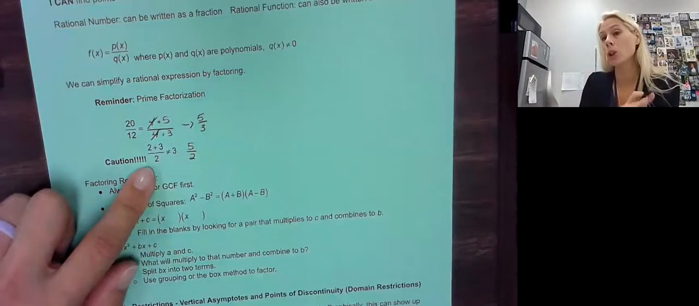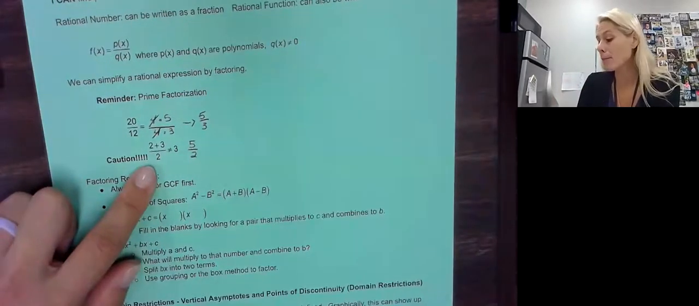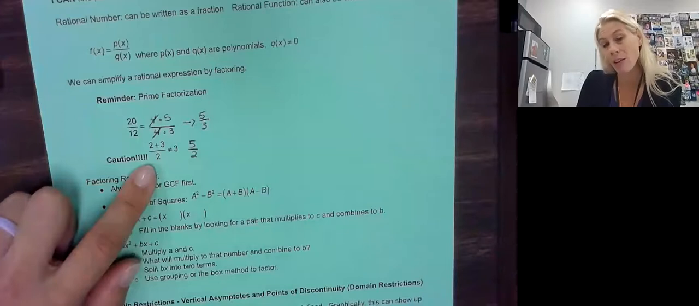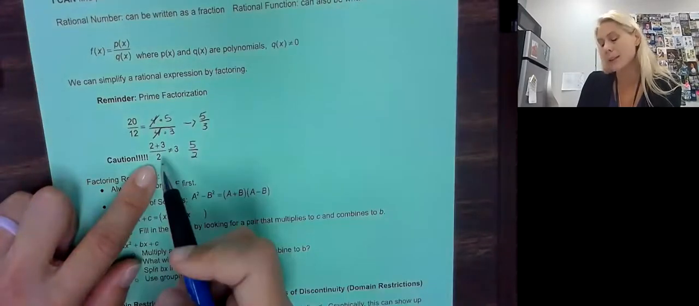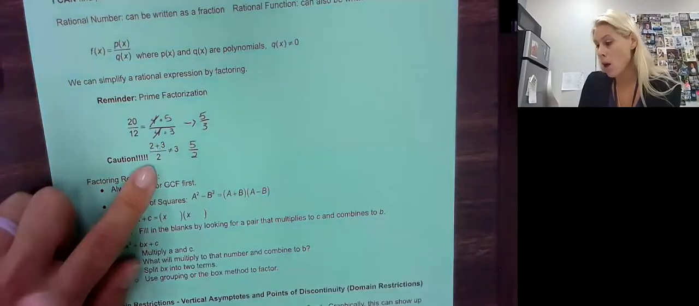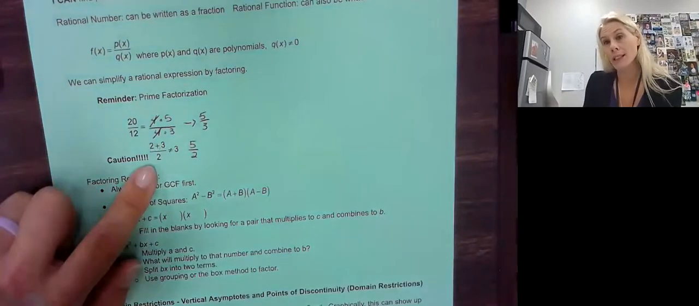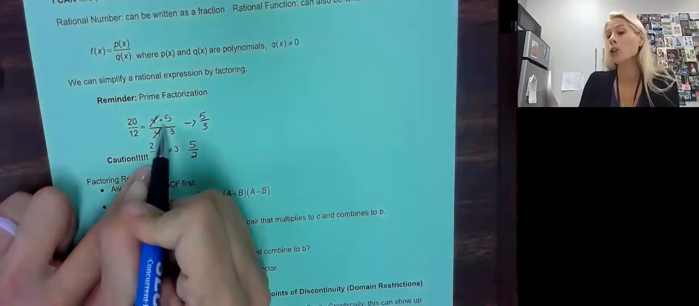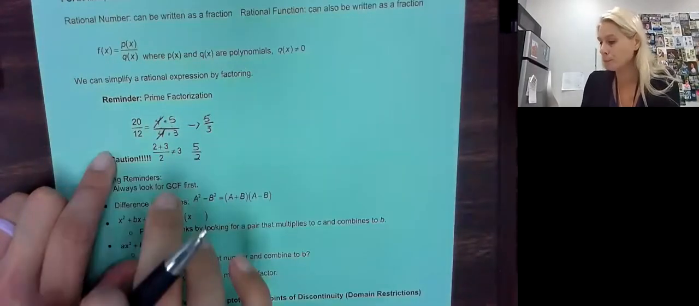One of the things I want to show you on how not to make a mistake is when there's an addition sign right there, you cannot cross terms out between that addition sign. When it's multiplication, you can cross it out. So that's one thing to remember, and I'm going to try to point that out as we go along.